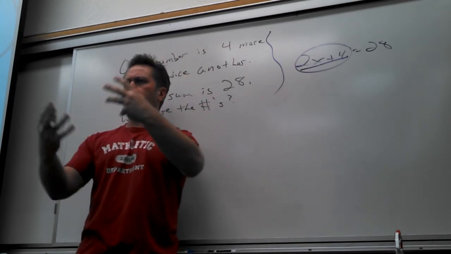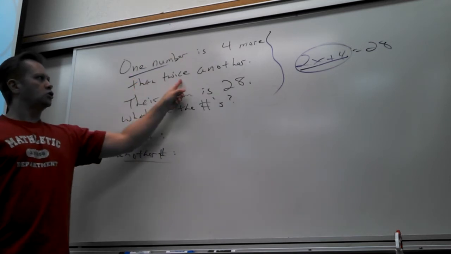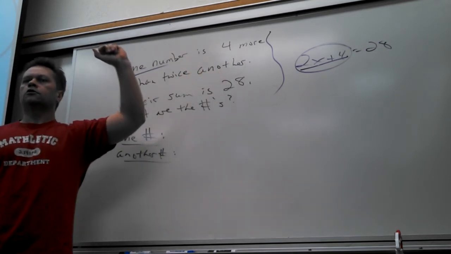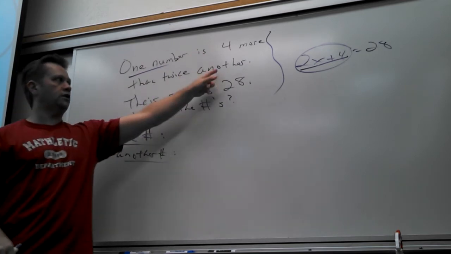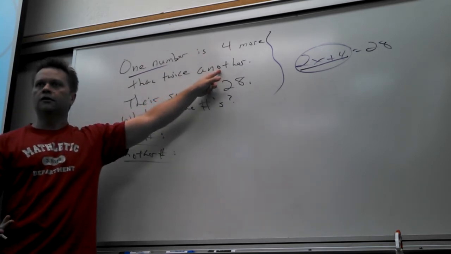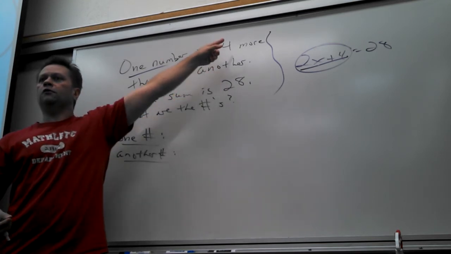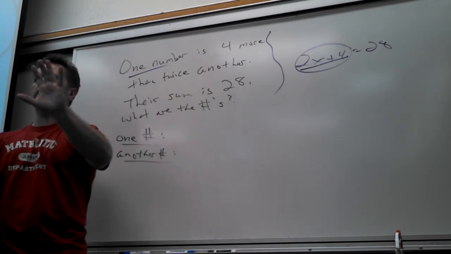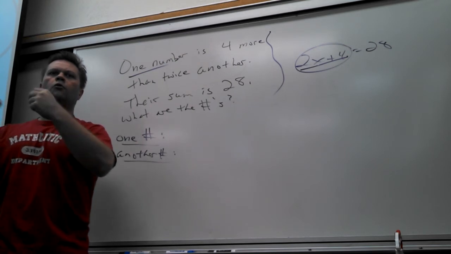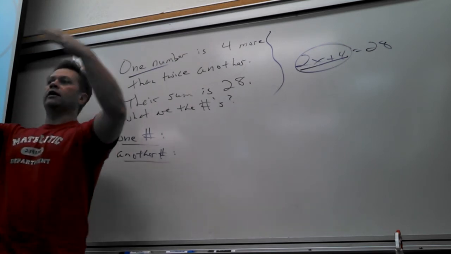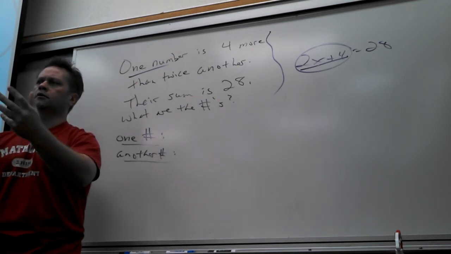X. Which number do you have to know first? One number is 4 more than twice another. So do you have to know the one number first or the another number first? Another. The another. If I told you the another number was 7, then what would this be? It would be twice 7. 14 plus 4. You have to know this one first. Let me stop there, because that's almost the most important step in a word problem: what is just X? Because it's what everything else is built on. Do you guys understand what I'm saying? Yeah. A little bit. All right.